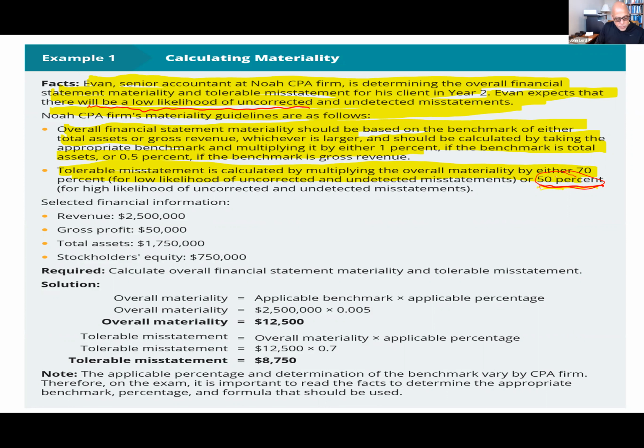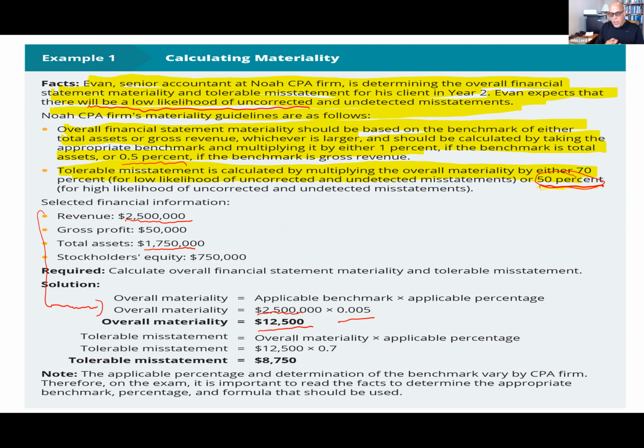Now we start to take a look and we see that we have revenue, we have gross profit, we have total assets. We're supposed to consider, per the instructions here of the firm, which one is bigger. And of course you can see, not very hard to understand, right, that the revenue is the bigger. And they tell us that if it's a revenue, then we should apply the percentage 0.5%. So doing the math, 0.5% is equivalent to 0.005. We multiply that by the 2.5, that gives us 12,500 as our overall financial statement materiality.